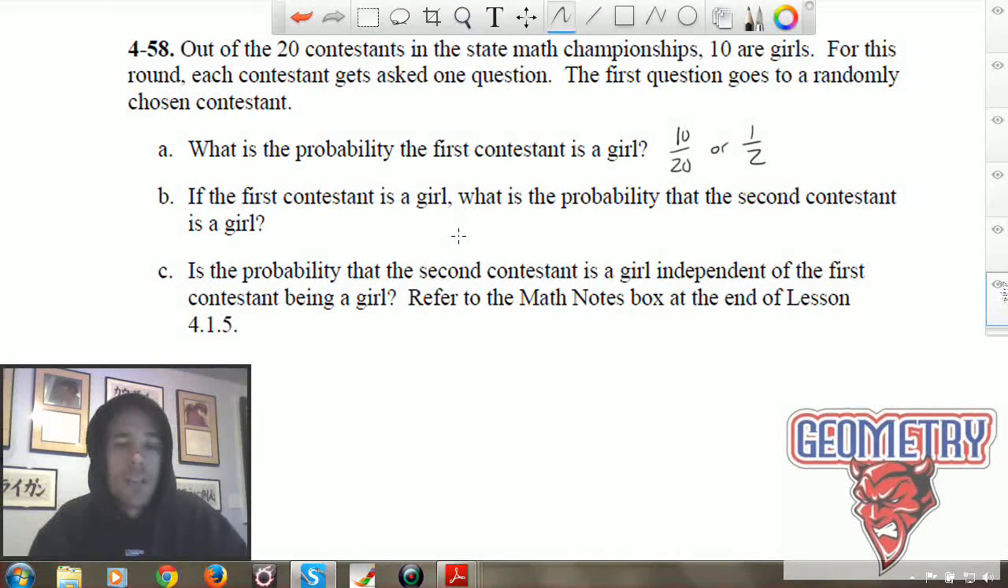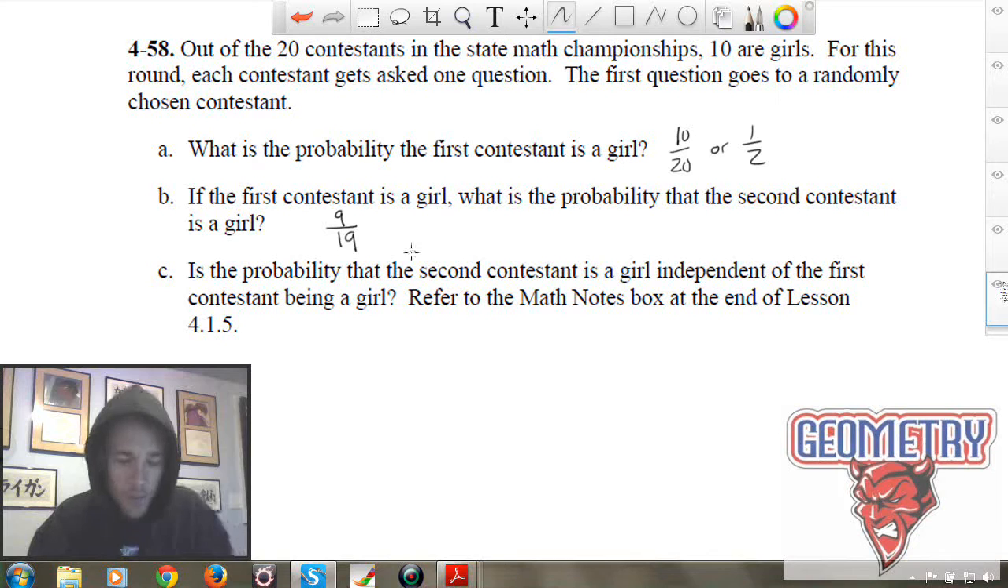If the first contestant is a girl, what is the probability the second contestant is a girl? So we've got to visualize that out of that pool of 20 people, 10 of them are girls, and then in the first question, 1 has been taken away. So we're now left with 19 people total, and only 9 of them are girls.